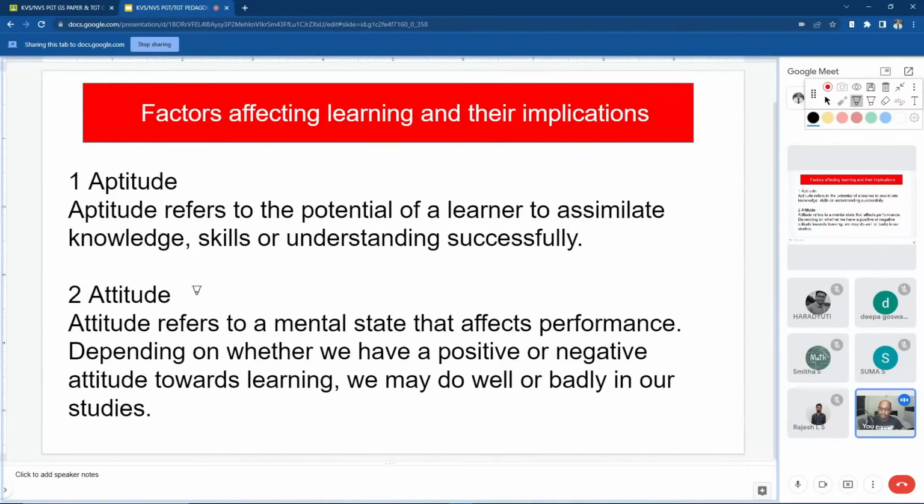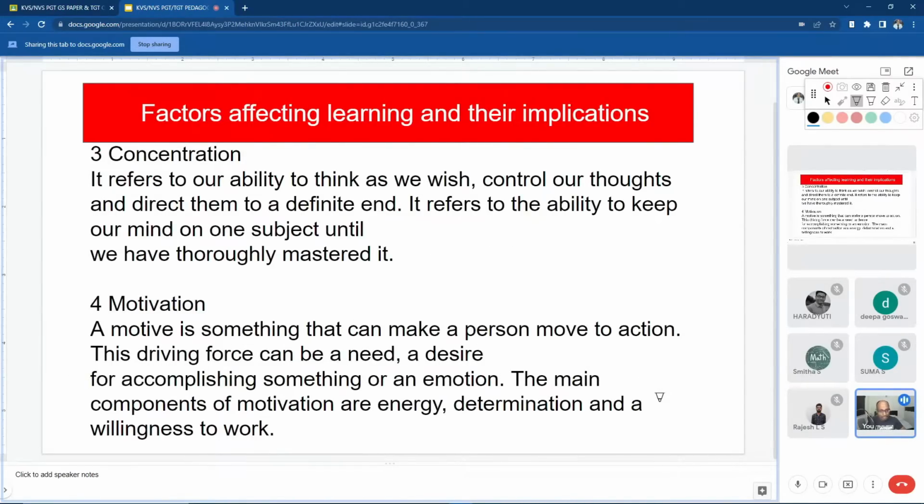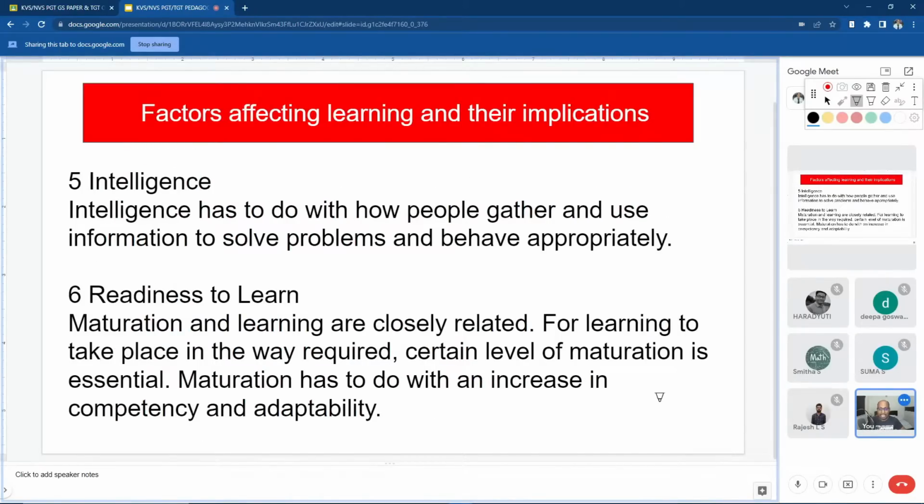Okay. Attitude refers to a mental state that affects performance. Depending on whether we have a positive or negative attitude towards learning, we may do well or badly in our studies. Then concentration, motivation, intelligence. This is one of the important factors.